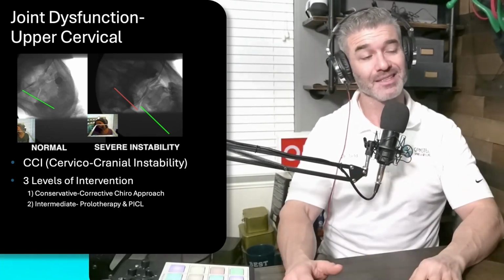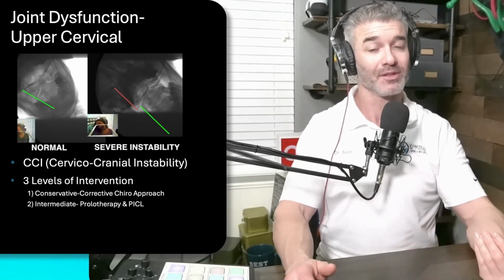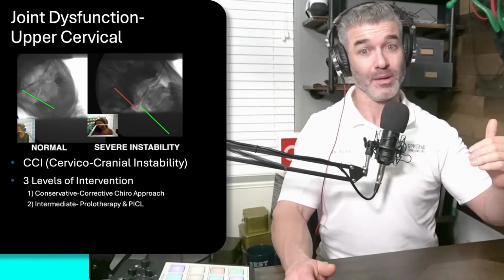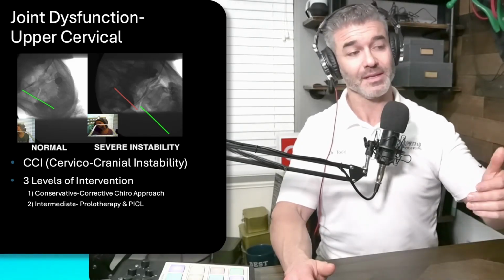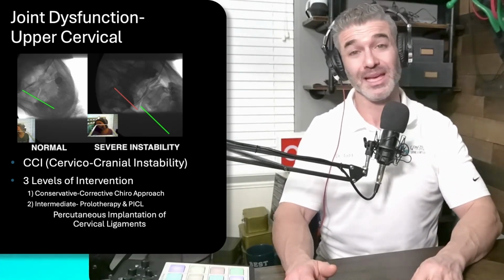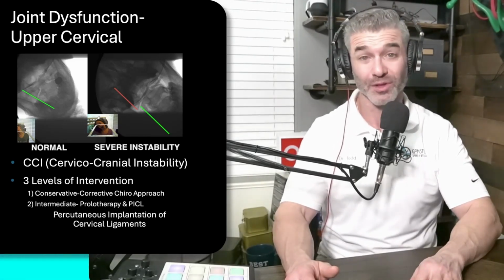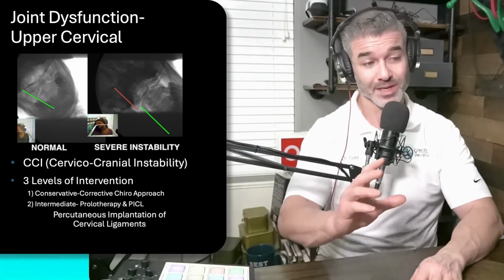If that is not successful, or if a patient wants to do some additional means on top of that conservative approach, like they're getting results but maybe not full resolution, then the next thing would be the intermediate approach, which is something called prolotherapy and the PICL procedure, which is percutaneous implantation of cervical ligaments. This is a very specialized approach. I'm going to talk about it for a second.